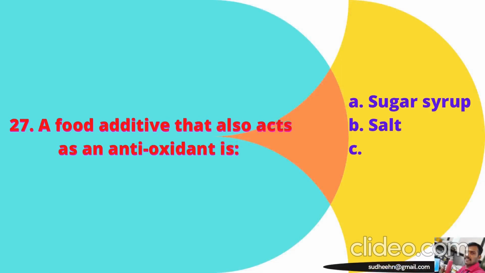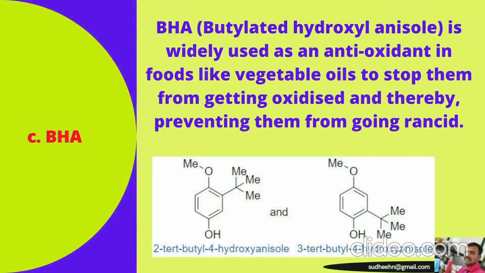Next, question number 27. A food additive that also acts as an antioxidant is option A, sugar syrup, option B, salt, option C, BHA, and option D, saccharin. And the right option is option C, that is BHA, butylated hydroxyanisole. It is widely used as an antioxidant in foods like vegetable oils to stop them from getting oxidized and thereby preventing them from going rancid.